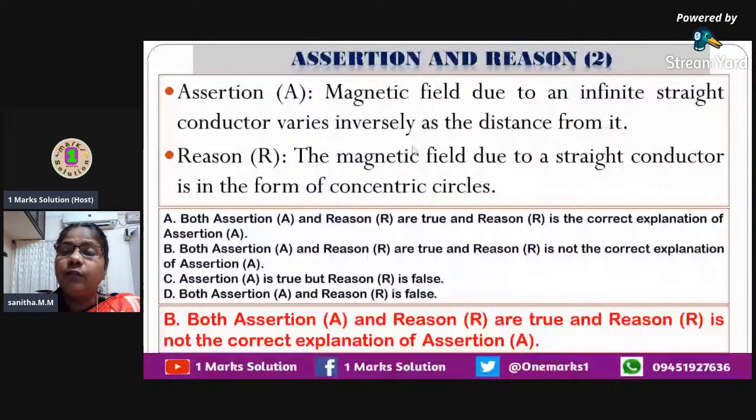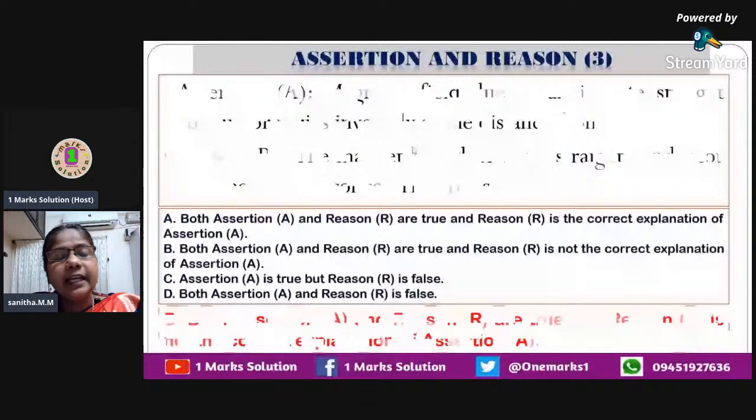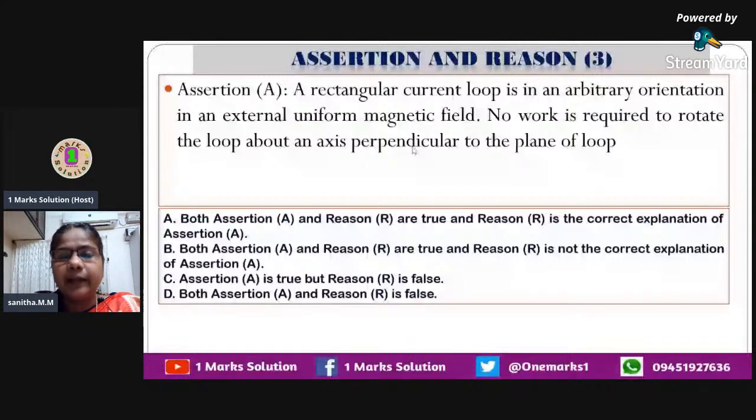Now we'll move on to the third assertion and reason. The first one, the assertion: a rectangular current loop in an arbitrary orientation in an external uniform magnetic field.